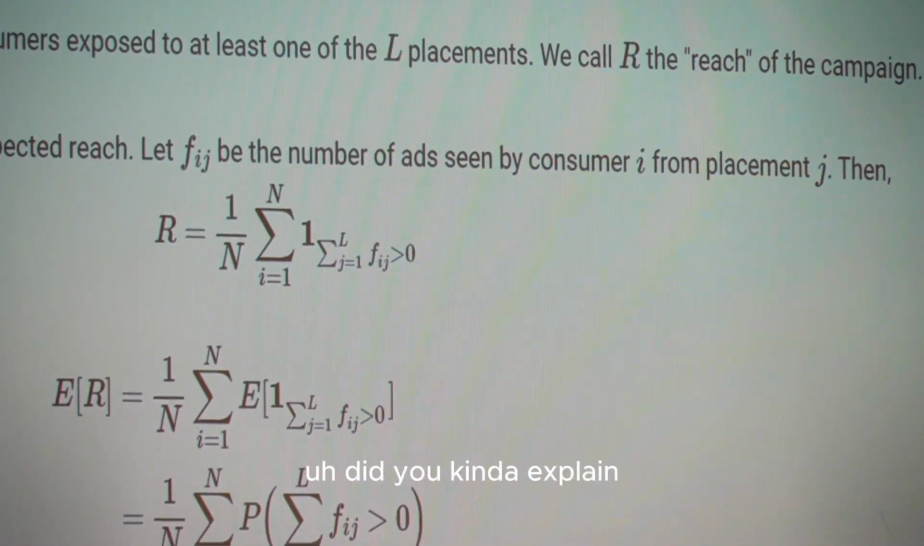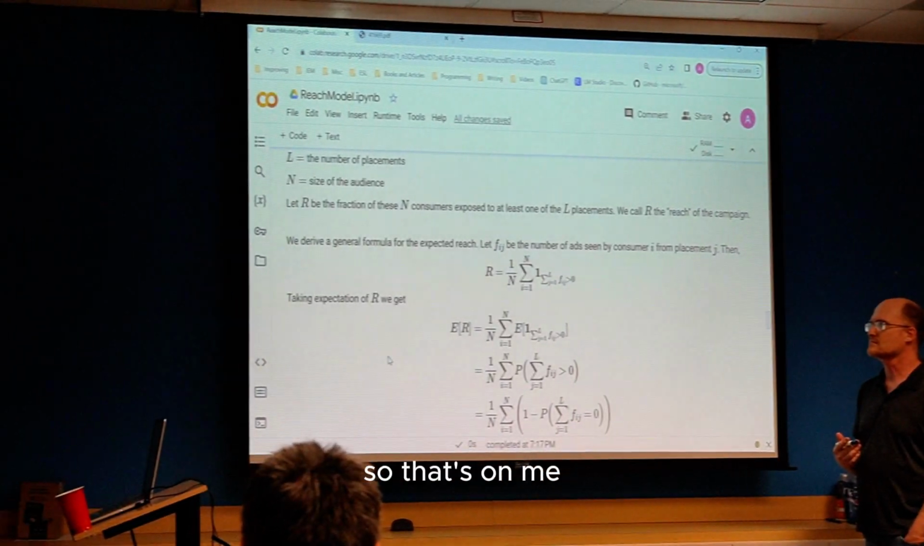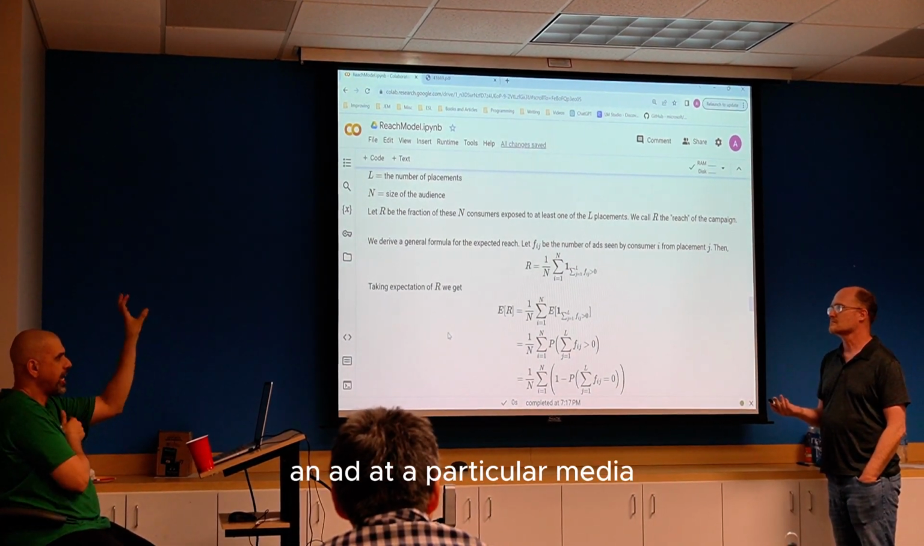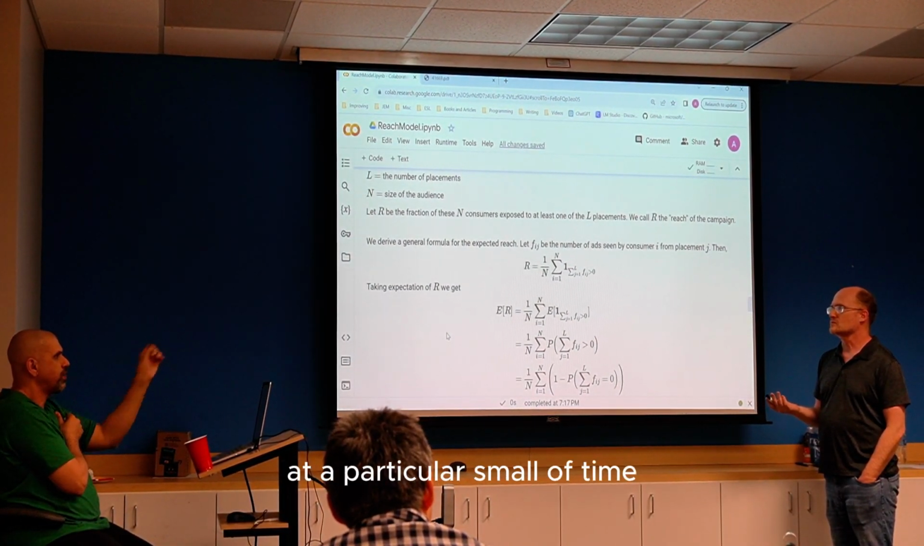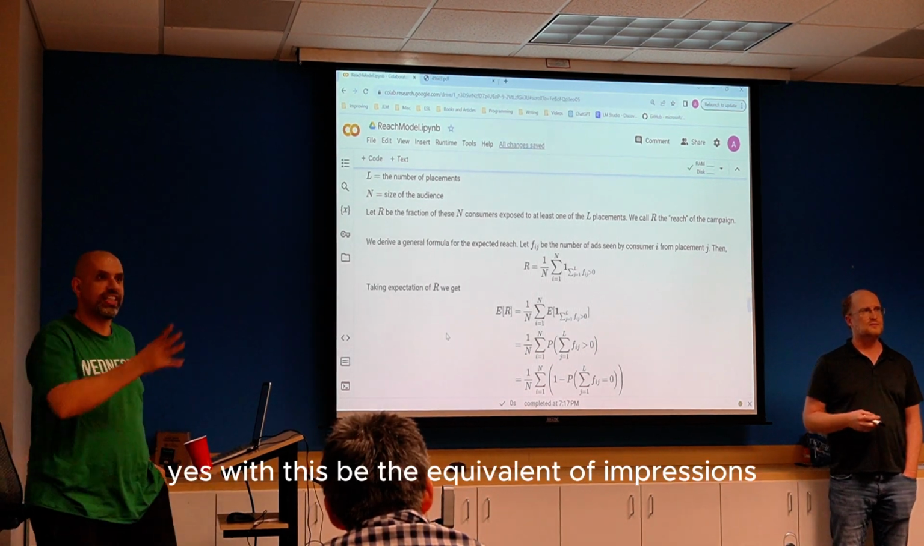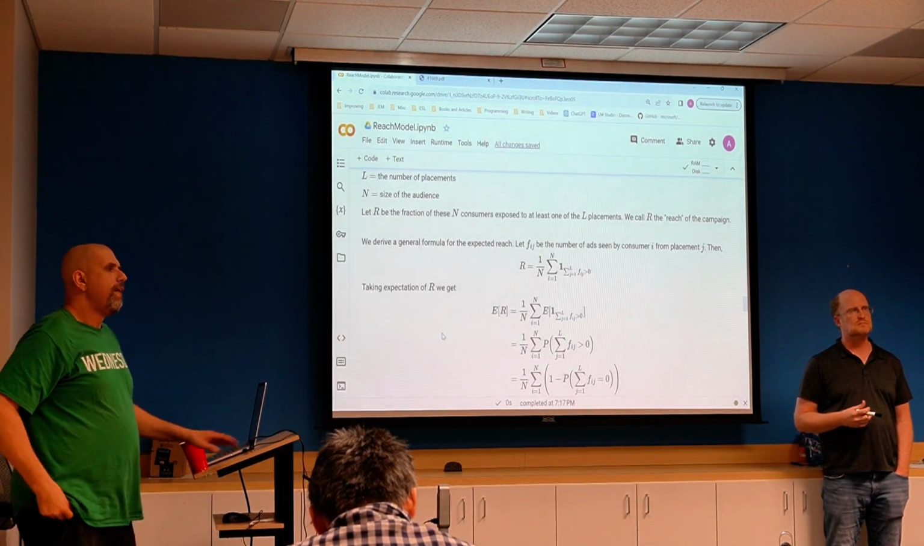Just real quick, did you explain what placement means? This is something I glossed over, so that's on me. It means an ad in a particular media at a particular small amount of time. Right, yes. Would this be the equivalent of impressions when we talk about Google Analytics?